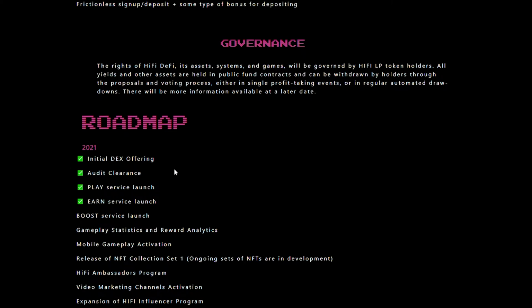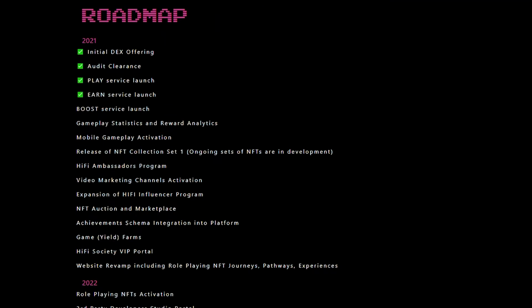Okay, so the initial DEX offering has been completed. Okay, so the IDO is done. They've had their audit clearance. The play service has launched and the earn service has launched, and we've got the boost service launch among lots of other tasks to follow on for the rest of 2021.